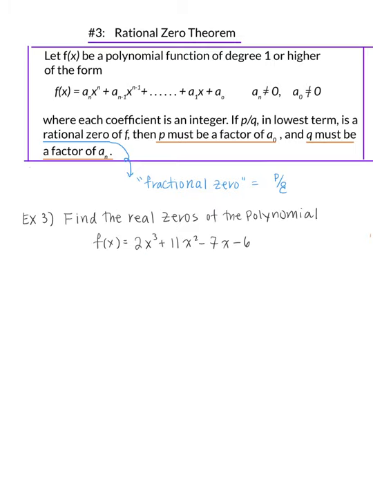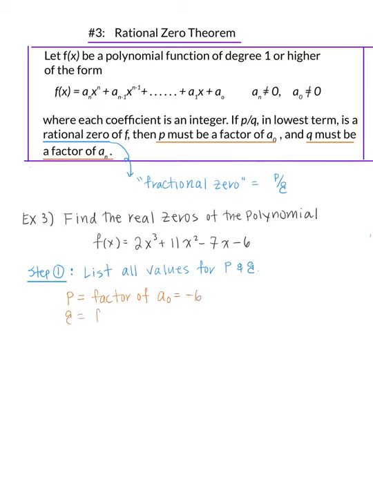Example 3. Find the real zeros of the polynomial function f of x equals 2x cubed plus 11x squared minus 7x minus 6. Now, real zeros means that our zeros better be real numbers, not complex numbers. So first step is this. We need to list all the values for P and Q. Let's note that P must be a factor of a sub 0, which is the constant term. So in this case, it's negative 6.